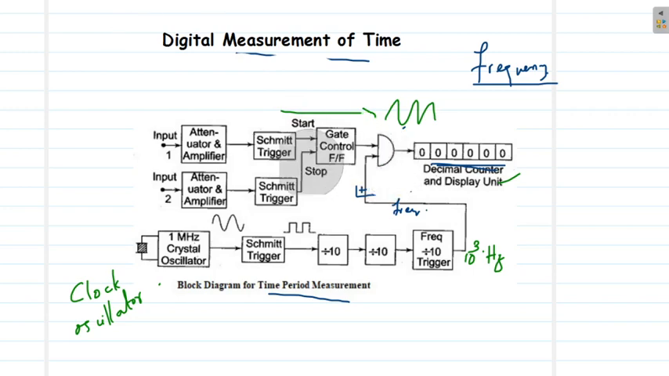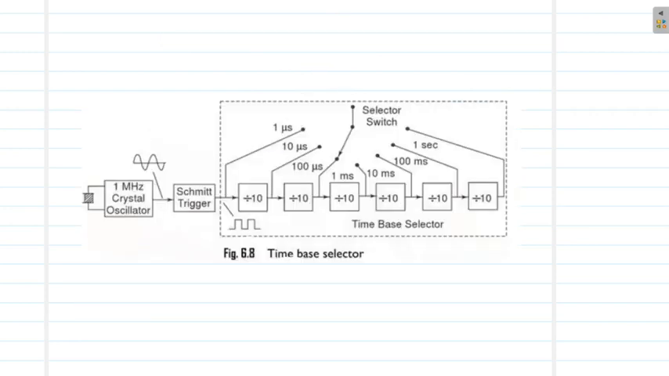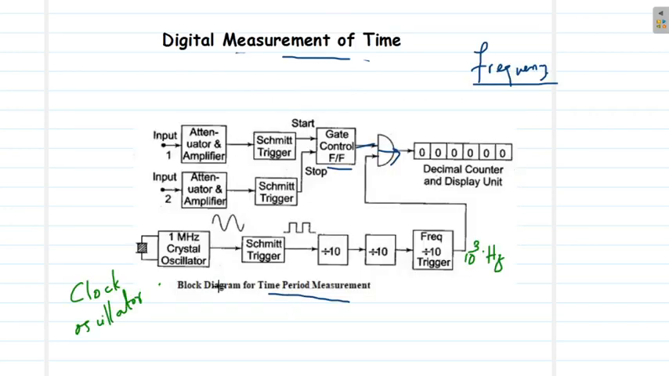But in the case of time measurement, the unknown signal will open and close the gate through the gate control flip-flop, and the fixed frequency signal is allowed to pass through for this duration. So just the reverse is happening in the case of frequency measurement and time measurement. Now let us have a detailed look at this time-based selector mechanism.